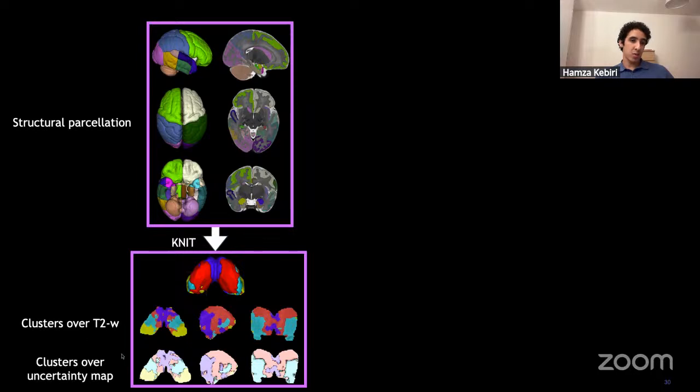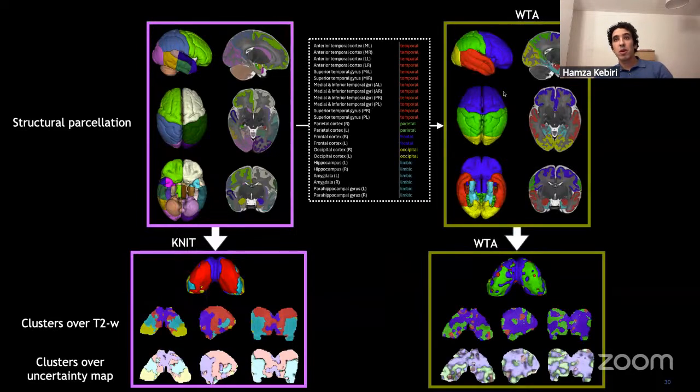This is also the uncertainty map, basically taking the majority label across the different bootstraps on the subjects. This is inverted here just for visualization, but we can see that the borders are more uncertain. There is more black here, which makes sense, because these are the ones you would expect to be more uncertain. Then we compared the method to the winner takes all approach, and for this we had to merge the different labels.